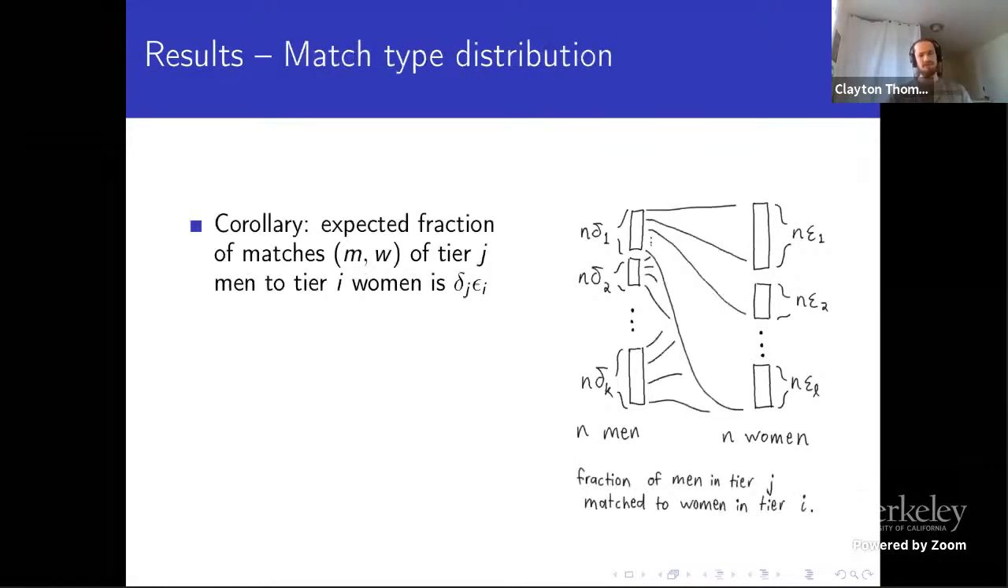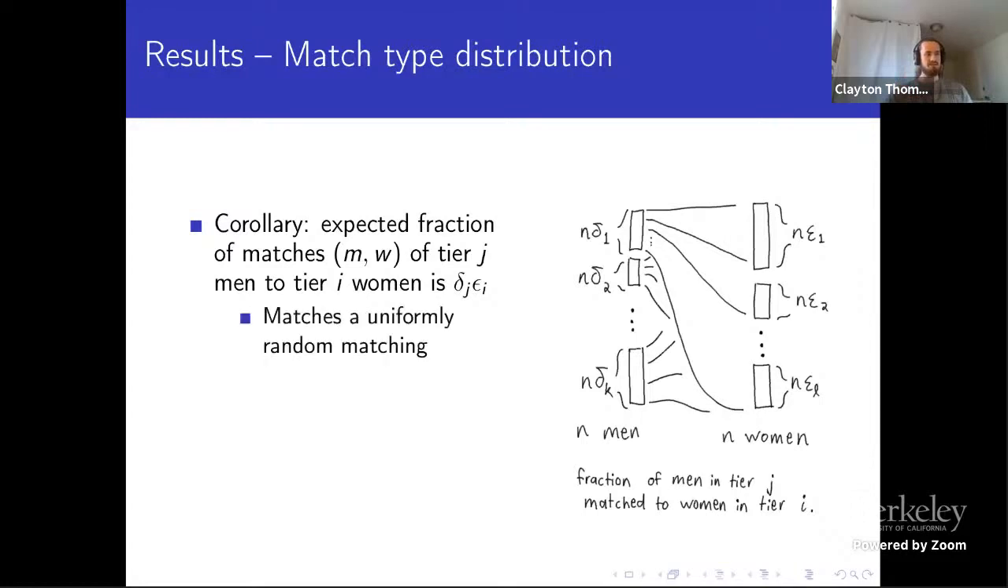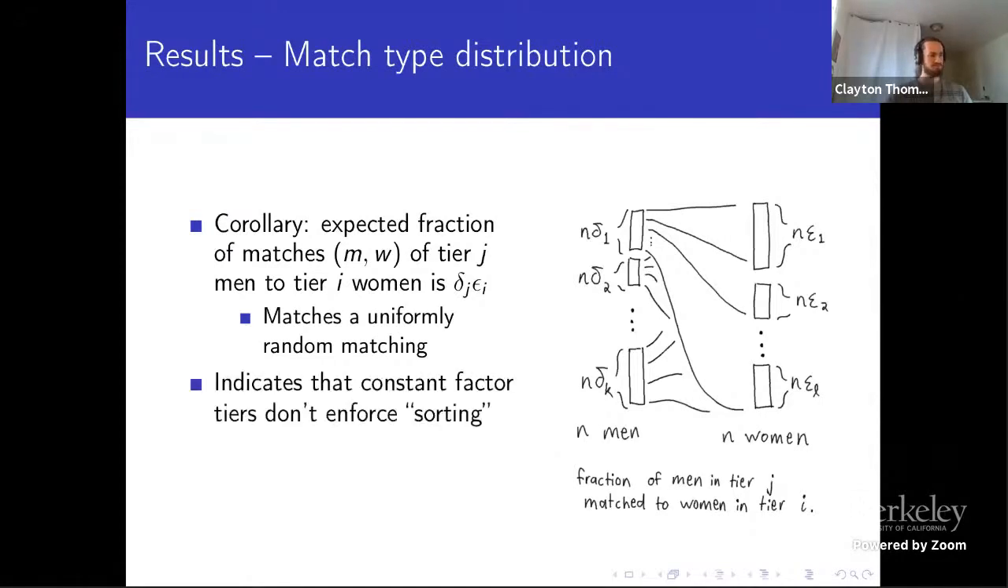And this ends up having a really interesting consequence on what we call the distribution of match types. This is the expected fraction of matches in the output which are between tier J of men and tier I of women. And we consider this for each I and each J. It ends up being the case that these fractions match what you would see from a uniformly random matching up to lower order terms. And this indicates that there's no sorting in this market. Instead, agents have to settle for things they idiosyncratically like and not things they like because of the tier structure. High types don't necessarily get high types.